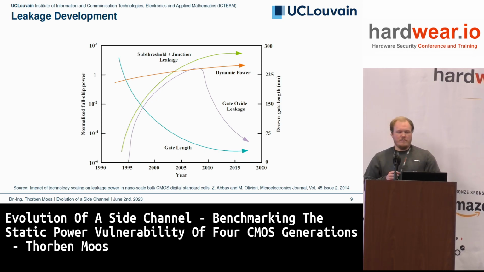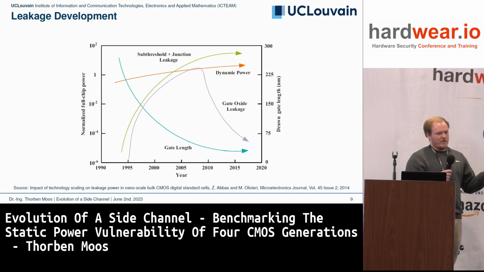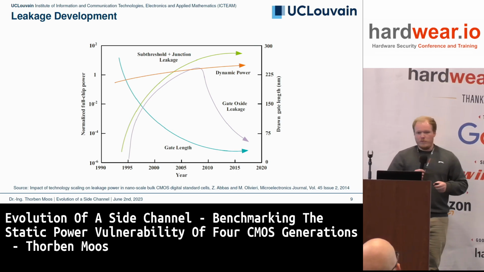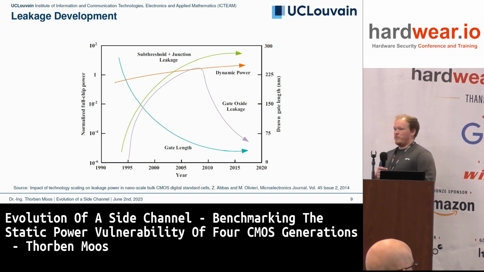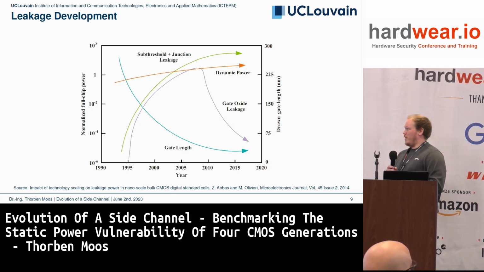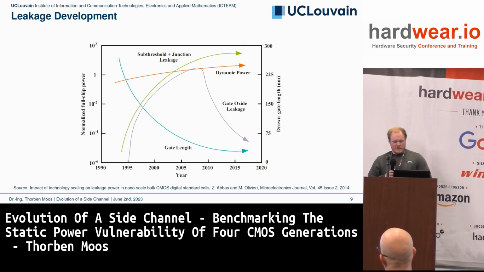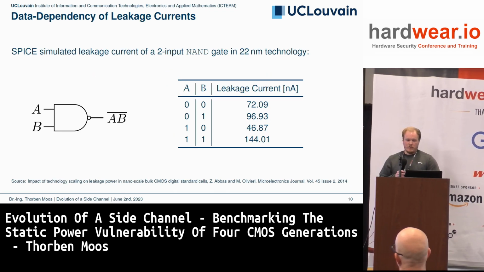This figure has been used many times in many publications. It's based on a prediction from 2003 and has never really been updated. So I wouldn't put my hand into the fire for this to be completely true, but we will see that we arrive at similar conclusions.